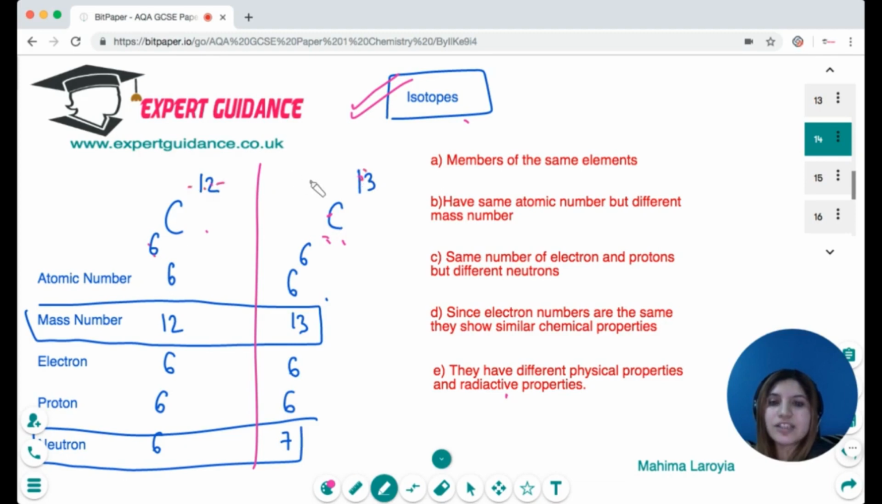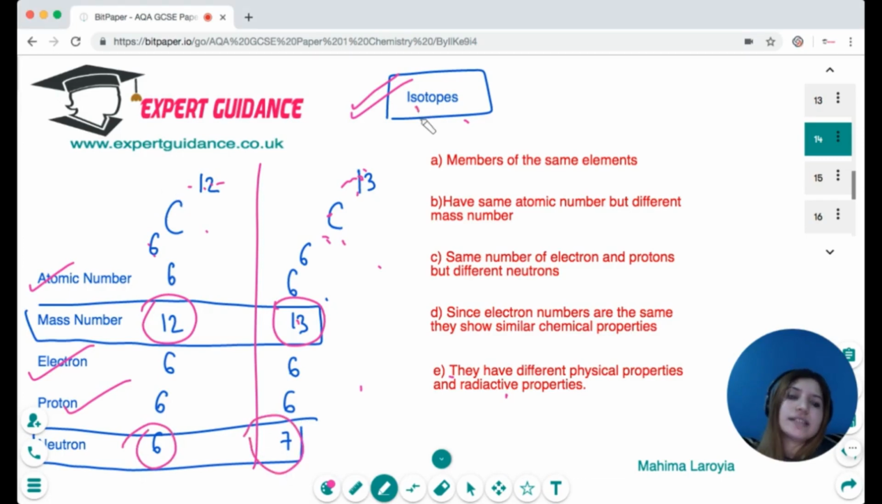Now, since the top number is different, the atomic number is the same for both of them, electron number is the same for both of them, proton number is the same. Now, what changes is the mass number, which is 12 and 13, and since the mass number changes, the neutron number changes. This is the concept of isotopes. So isotopes are the members of the same elements having same atomic number but different mass number, same number of electrons and protons but different number of neutrons.